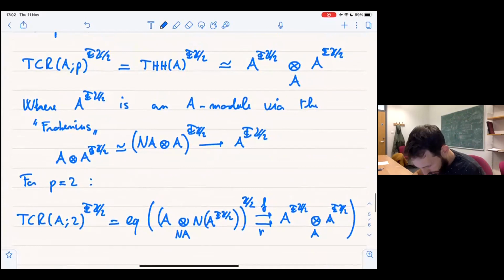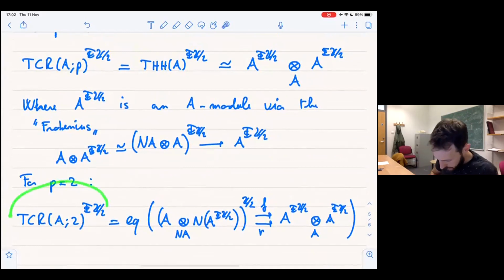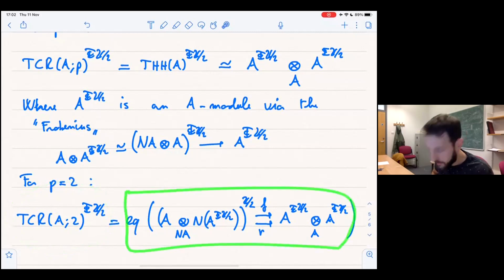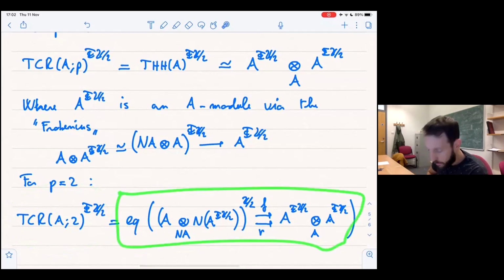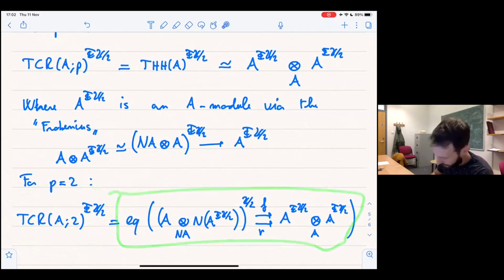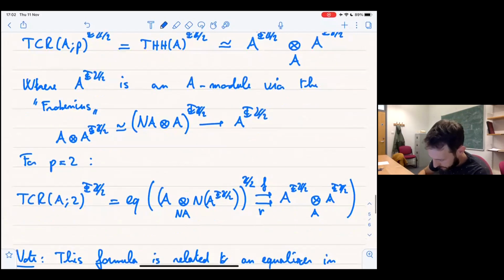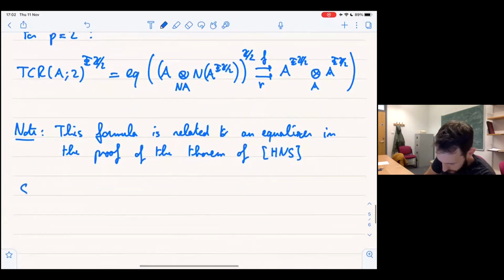Okay, so what have we got? We have cooked up some spectrum that relates to L theory and that has a nice equalizer description. And in the last 15-ish minutes, I'm going to try to give you an example of how you can compute this equalizer. So section 3 is calculations.